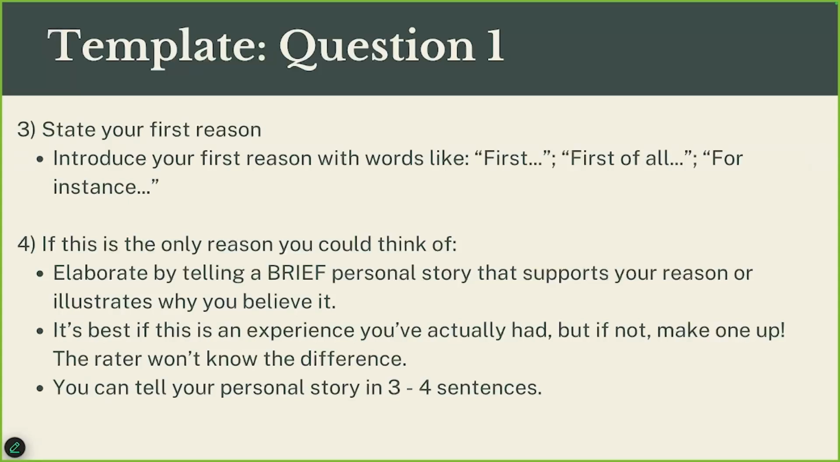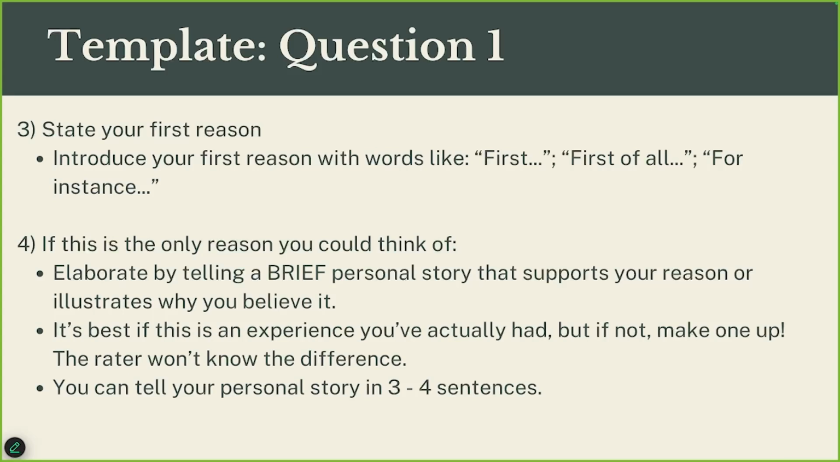Once you've come up with your 1 or 2 reasons, you're going to state your first reason, and just very directly, you're going to introduce it with words like first, or first of all, or for instance, or for example. These words are important because they signal to the rater that you're transitioning seamlessly into your next thought. You're connecting thoughts together, and that is part of your overall score, your topic development score, which is how well you connect your ideas together in your responses.